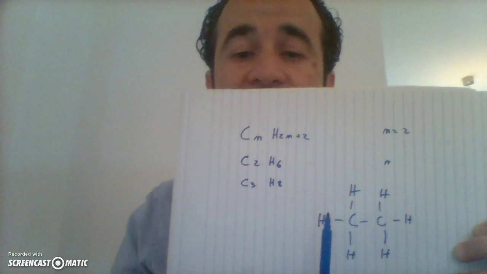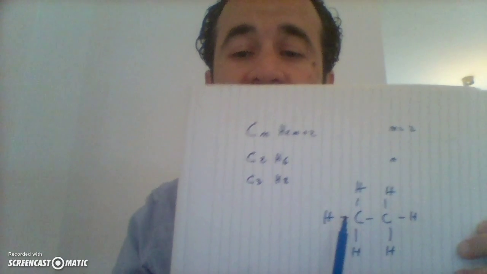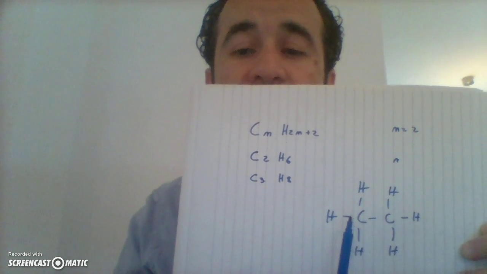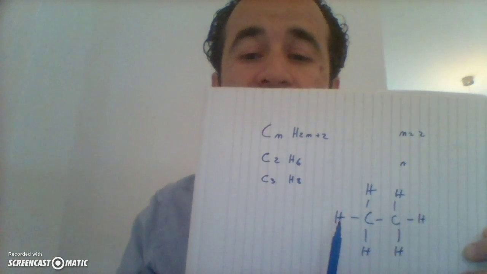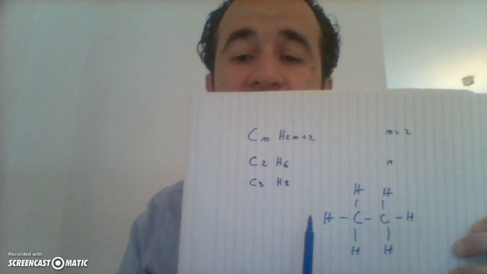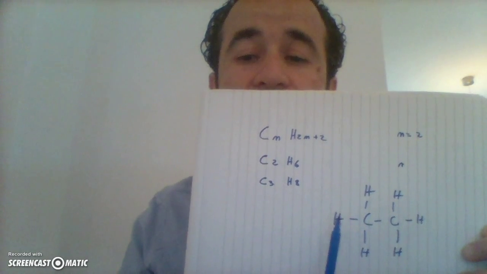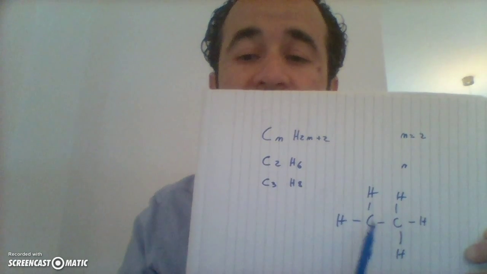The structural representation of ethane, for example, is this one, where we can see that the only kind of bond present in this molecule is a single covalent bond between carbon-carbon atoms and carbon-hydrogen atoms. Therefore, in the alkanes, we will have the highest possible number of hydrogen atoms, and this is why they are also called saturated hydrocarbons.